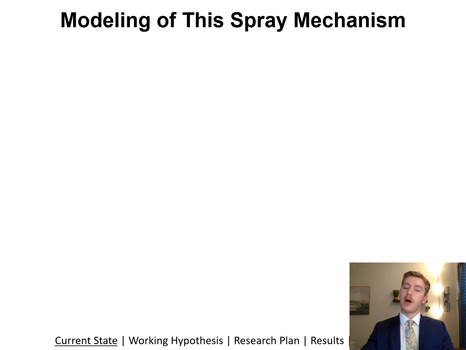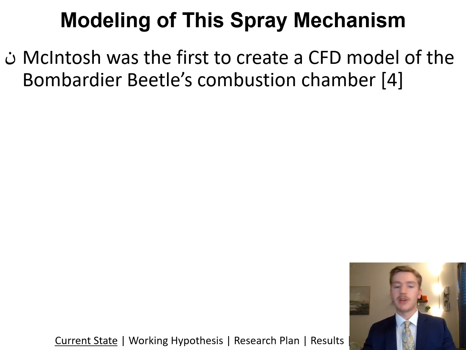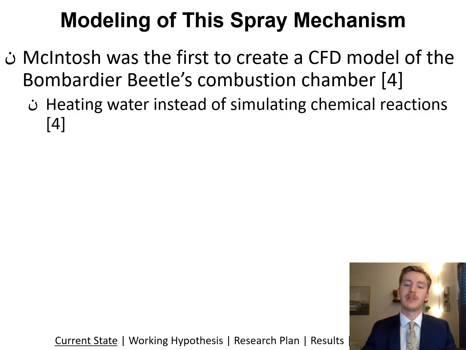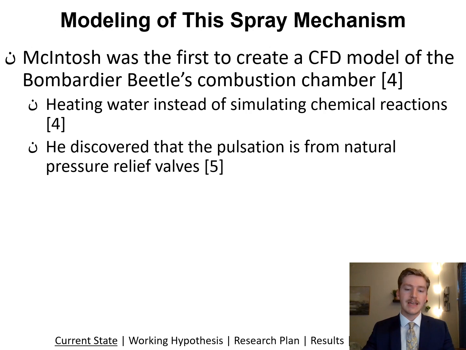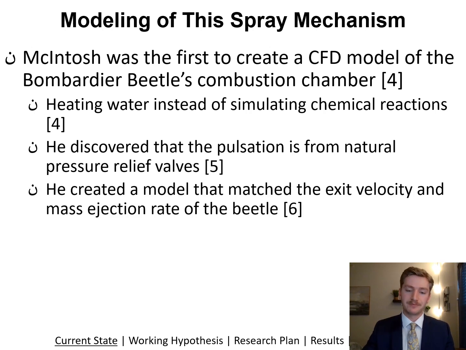Next, I'll be discussing the models of the spray mechanism. Dr. McIntosh was the first to create a CFD model of the Bombardier Beetle's combustion chamber. Instead of simulating the chemical reactions, he decided to heat water in this chamber to study the heat transfer and mass ejection mechanisms more closely. He discovered that the pulsation is actually from natural pressure relief valves in the Bombardier Beetle's abdomen, and he was able to create a model that matched the exit velocity and mass ejection rate of the beetle.